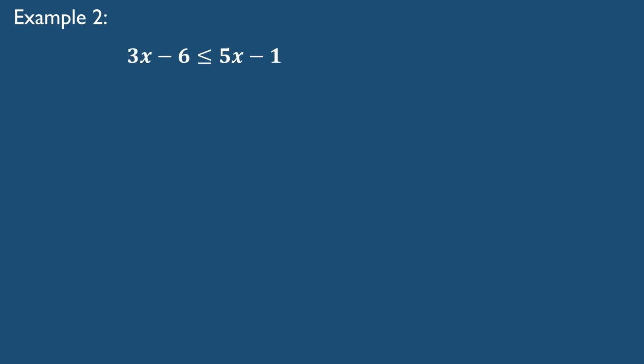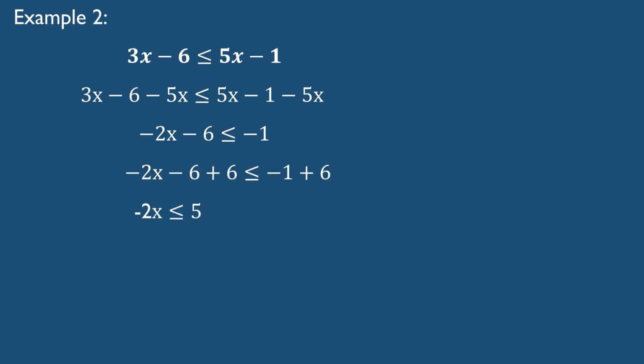Example 2, 3x minus 6 less than or equal to 5x minus 1. Here we have the variable on both sides. So our first step is to take the variables into one side. I will take the variables into the left hand side. So to do this, 5x is to be removed from the right hand side. Then it will become minus 2x minus 6 less than or equal to minus 1. Then we will take minus 6 out. For that, we need to add 6 to both sides. Then it will become minus 2x less than or equal to 5.